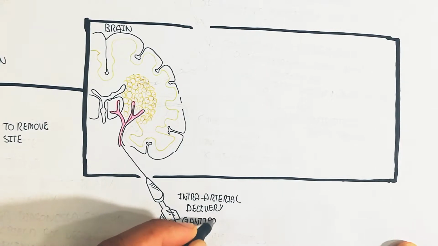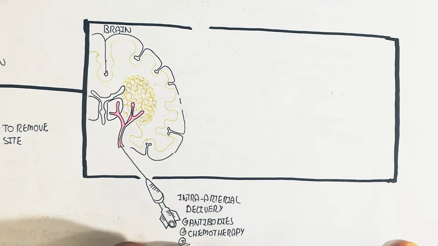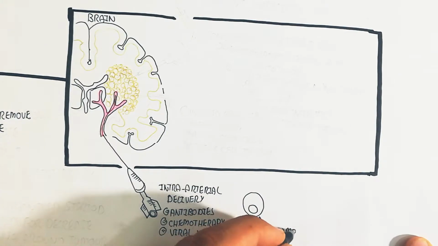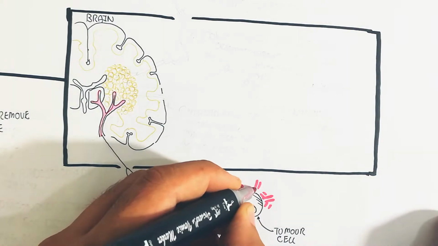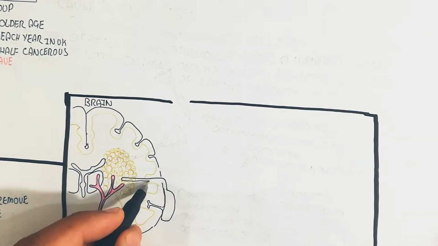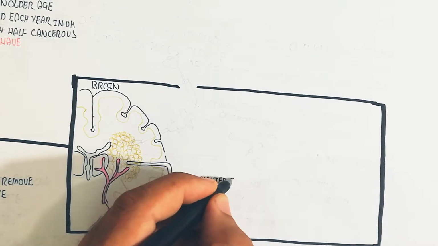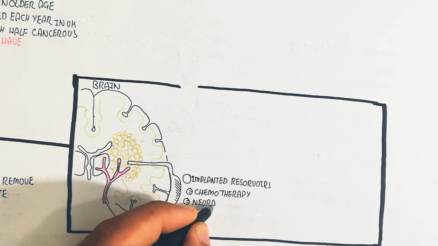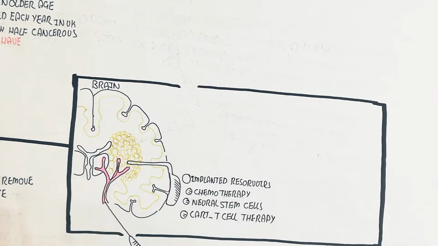The function of antibodies is to act against the tumor cell through antigen recognition. Antibodies are produced in the lab to collapse the cell so there is no outgrowth, and in this way the tumor cell will be removed. On the other hand, there are implanted reservoirs for chemotherapy, which deliver neural stem cells and CAR T cell therapy, which are important for removing the brain cancer tumor.